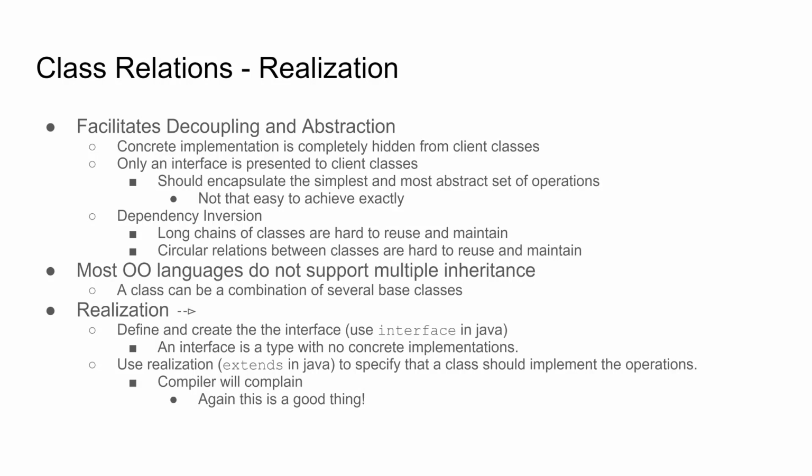And then we use the realization relation. In Java this is called extends, to specify that the class should implement the operation. So it's mandatory for this class to implement the interface, or the compiler will complain. Again, this is a good thing. Now there are some special things in newer versions of Java with default implementations for the interfaces, but I suggest that you don't use that.